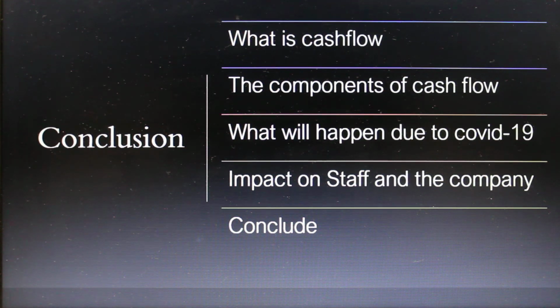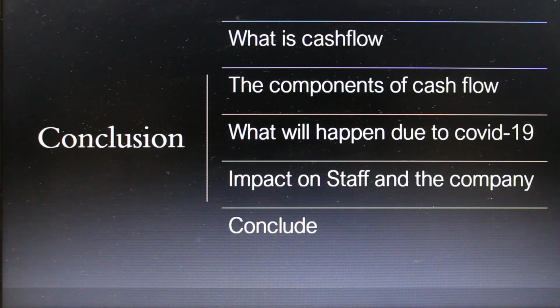So that's it. And then we have what will happen due to COVID-19. So there will be a break in the chain of the cash flow cycle, which is going to cause problems, and therefore it's going to cause some businesses to go under, unfortunately. It will have an impact on staff. There'll be a change in the high street. Some sectors will go forever. This is just really going to change fundamentally how we operate as a business and as a country.